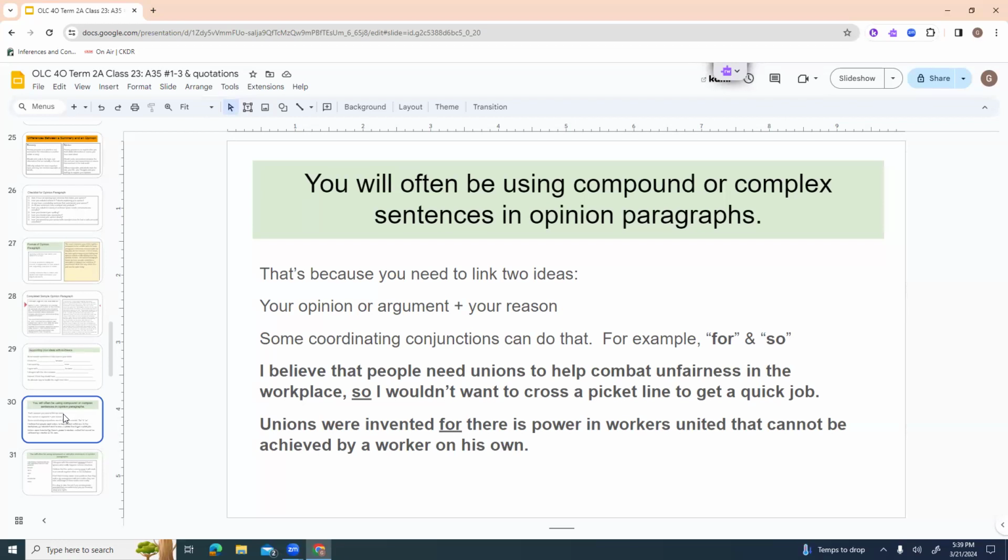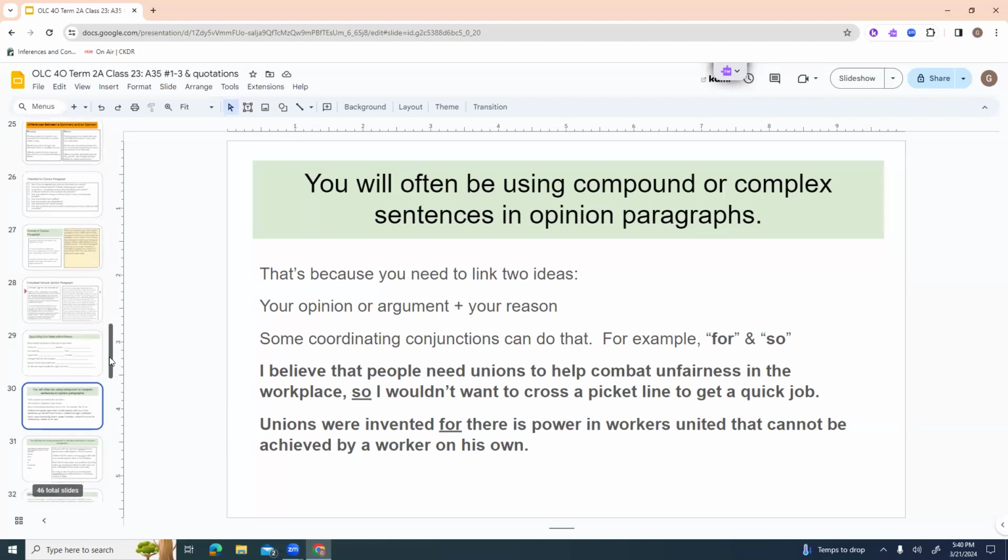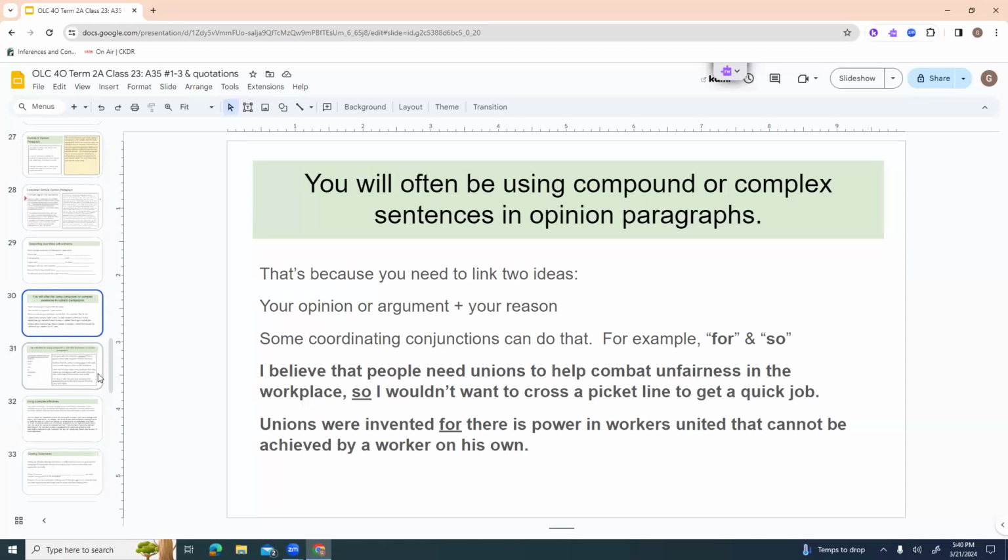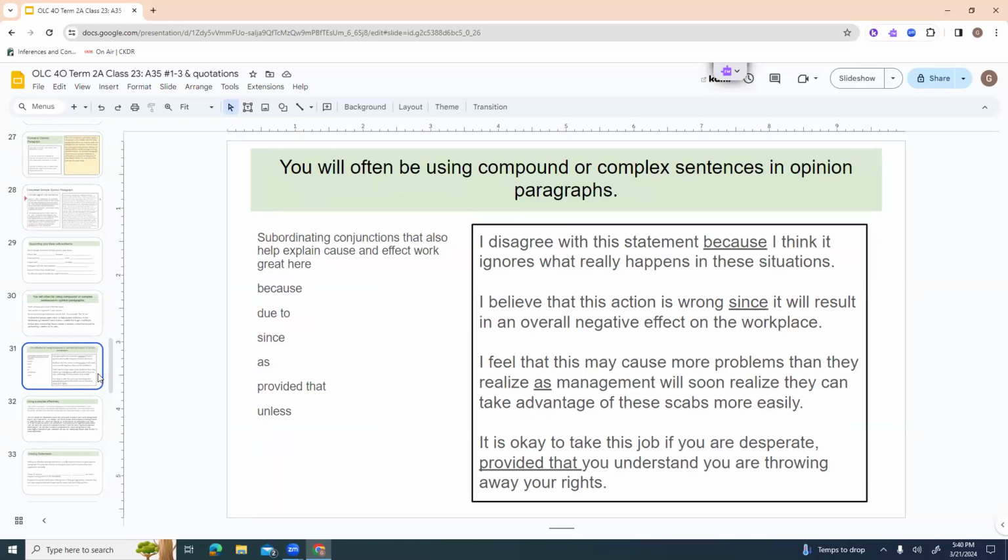Another example would be, unions were invented for there is power in workers united that cannot be achieved by a worker on his own. Now I'm going to point out as I'm doing this, this is not exactly an opinion. It's probably a bit of a summary, and you maybe would have to know some history to be able to summarize that way. But I know that I have students of all different ages who have all different levels of awareness of things. You have to just bring what you know about the world to your writing, especially in an opinion article, right? It's all about what you know. And we all know different things, and that's okay.